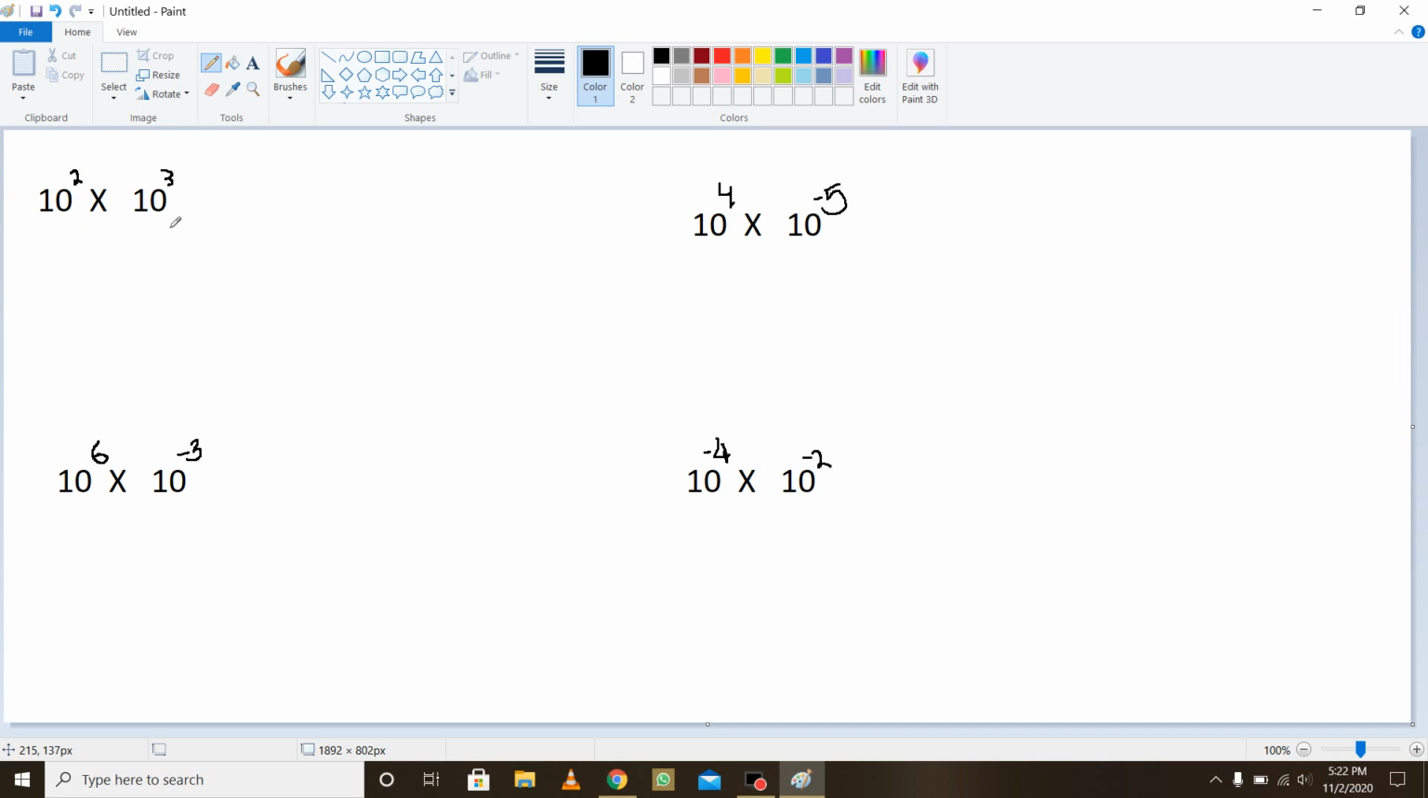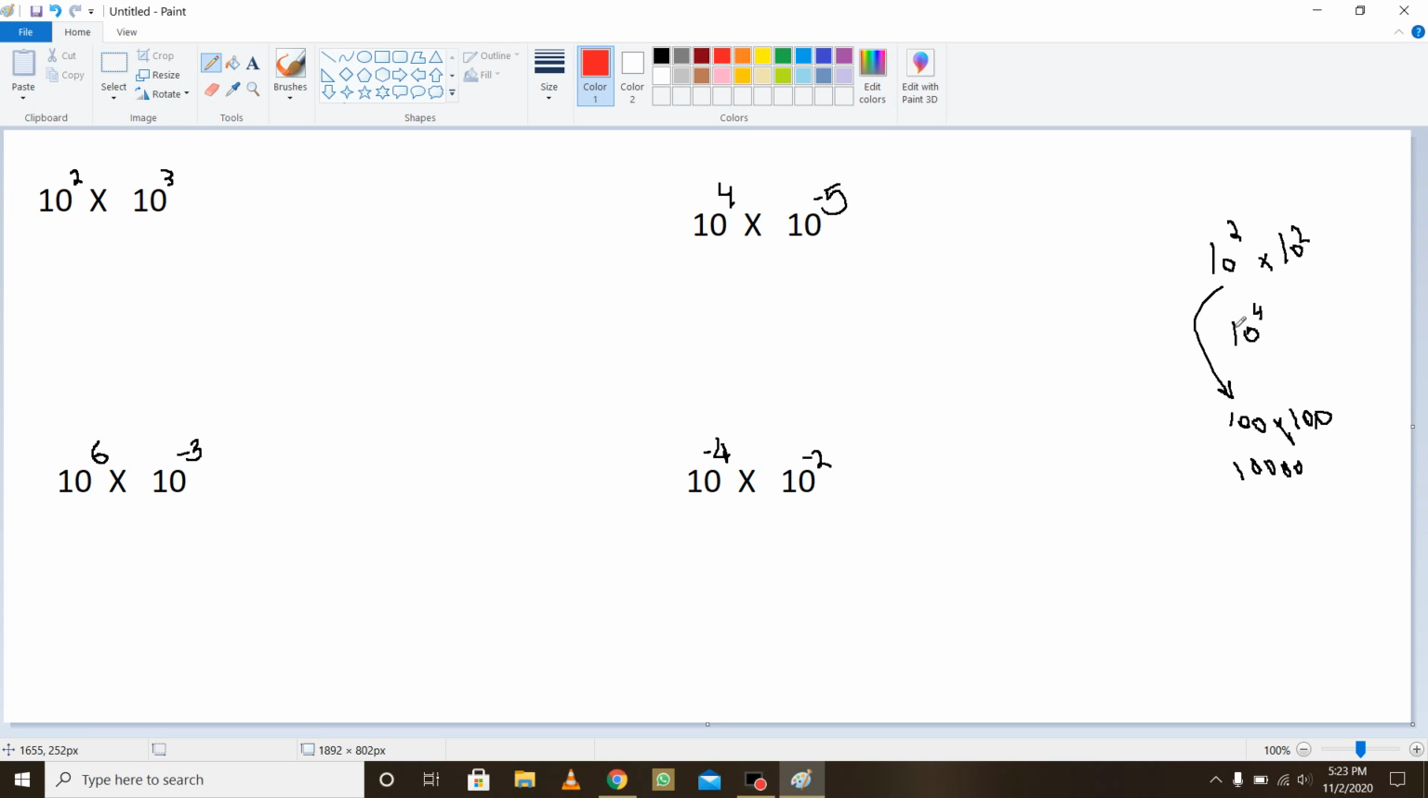For all of the multiplication questions, we will simply add the powers. For example, here is a question: 10 raised to the power 2 multiplied by 10 raised to the power 2. So we are going to add the two powers, 2 plus 2 is equal to 4. So it would be equal to 10 raised to the power 4. We can also prove this: the square of 10 is 100, and again the square of 10 is 100. So this will be equal to 100 multiplied by 100, which is 10,000.